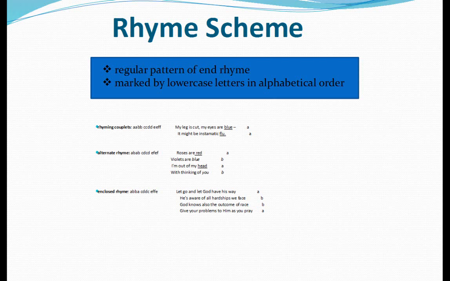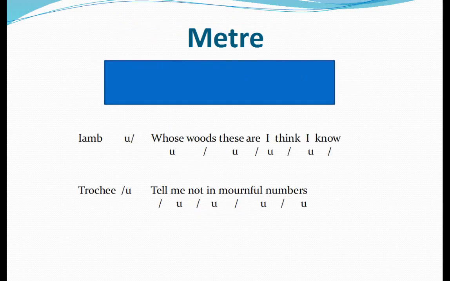The first line of the stanza rhymes with the last one, and the 2 verses in the middle rhyme with each other. The next topic I want to talk about is the meter. The meter is the rhythm and the rhythmic structure of a verse. The 2 most famous meters are the iamb and the trochee. The U symbol stands for an unstressed syllable. The slash symbol represents a stressed syllable.